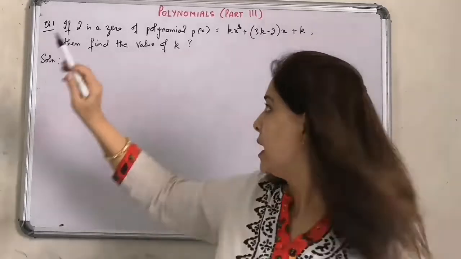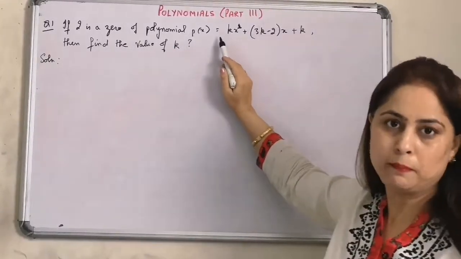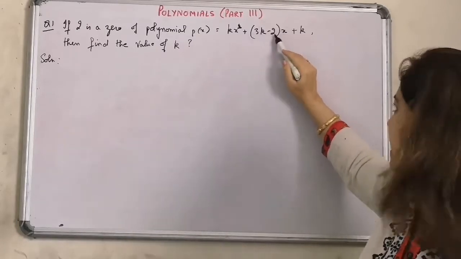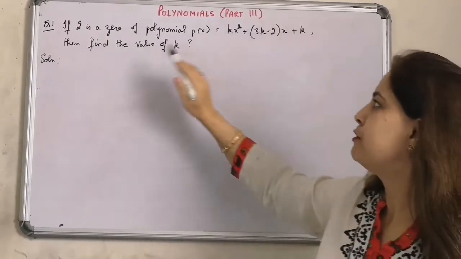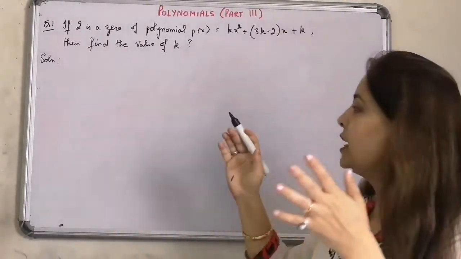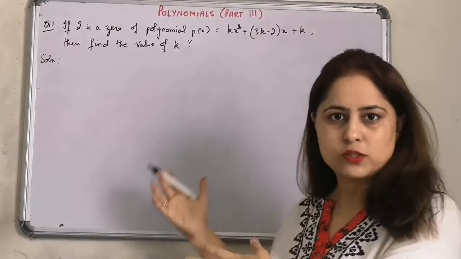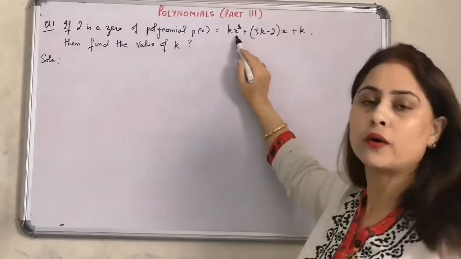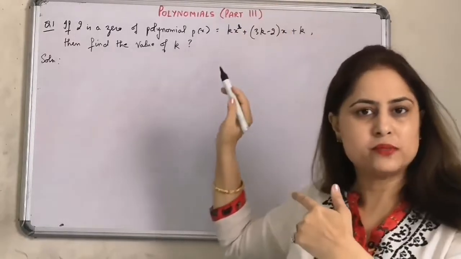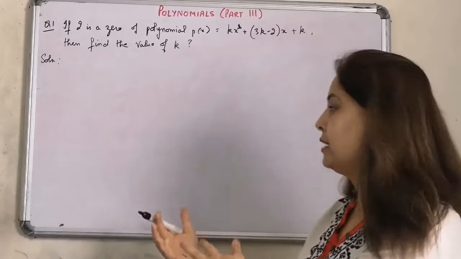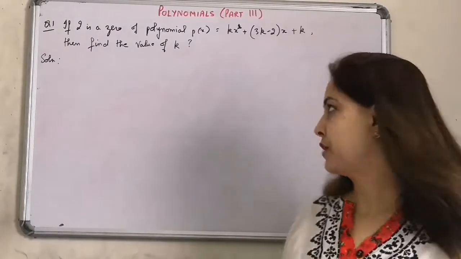The question reads: if 2 is the zero of the polynomial p(x) equal to k into x square plus 3k minus 2 into x plus k, then find the value of k. So what does this mean? They are saying 2 is a zero of this polynomial. It means if we substitute 2 for x, this polynomial should become 0 by the definition of the zero of the polynomial. And once we do that, we are definitely going to get the value of k.